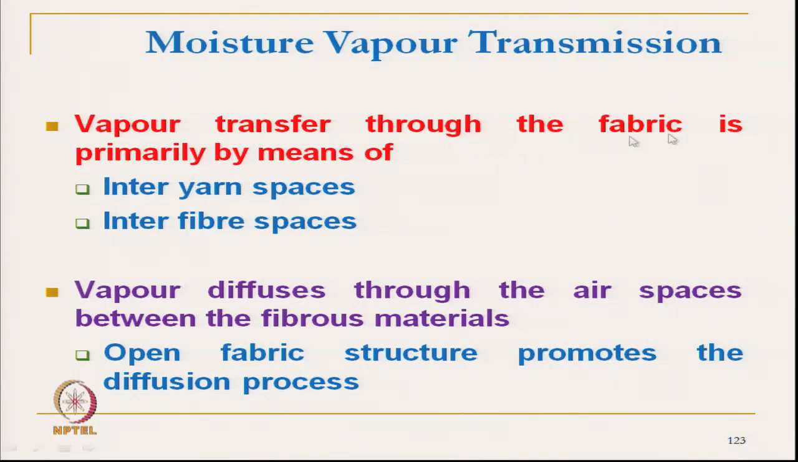Moisture vapor transmits through the fabric primarily through the inter-yarn space and the inter-fiber space. Through these two zones, moisture in vapor form gets transmitted, and moisture vapor diffuses through the air space between the fibrous material. So, open fabric structure promotes the diffusion. If there is some open space, moisture gets diffused through it.